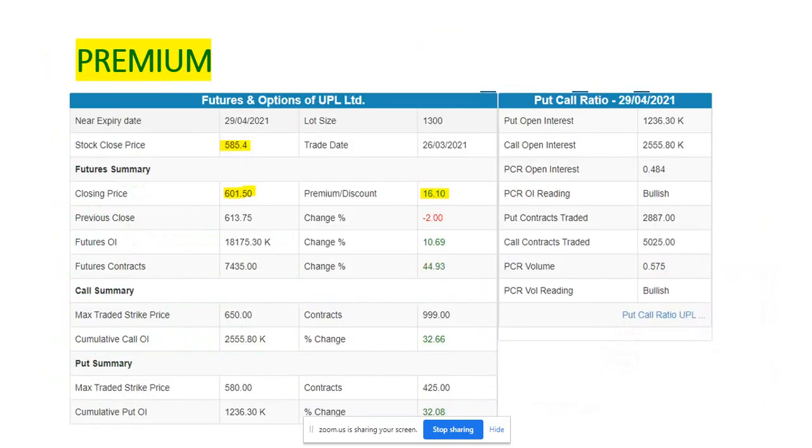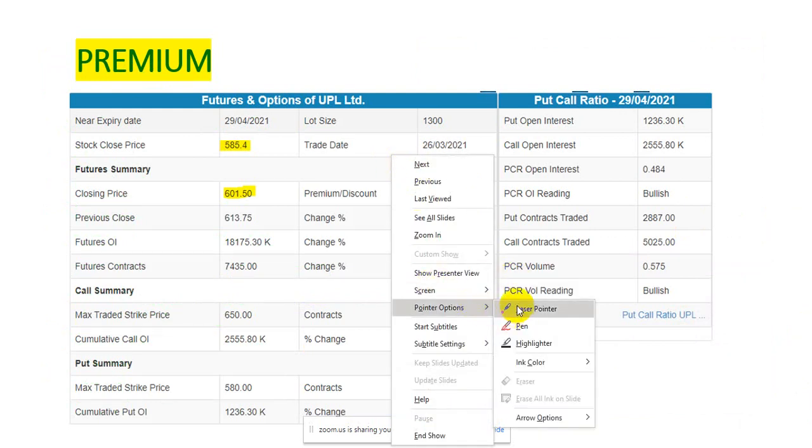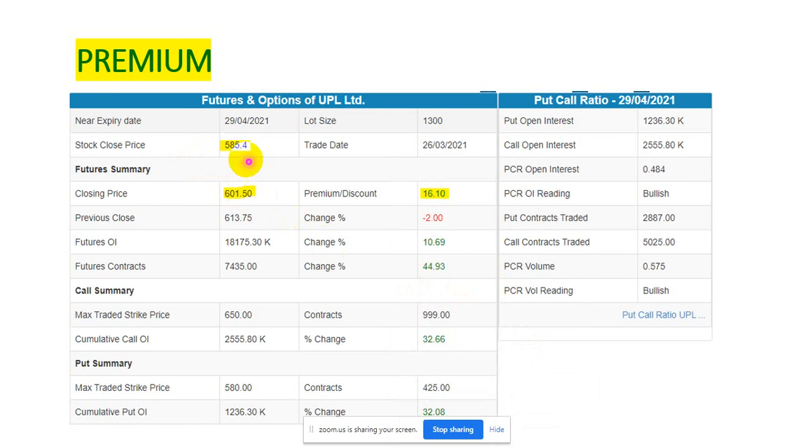Here if you see, the stock close price is 585, but the futures price is 601, which is almost 16 rupees higher. So what is happening here? The people are bargaining that the next trade will happen at 601. So they are trading at almost 16 rupees above what is actually trading in the market. Such scenarios are said to be in premium. When this happens, future contracts are said to be trading in premium.